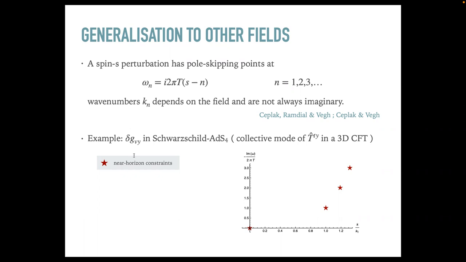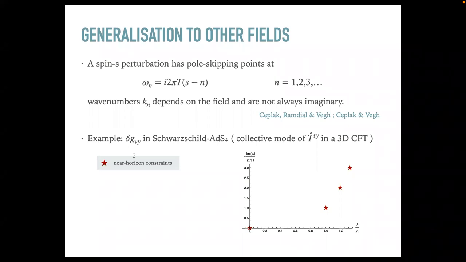So the equations of motion are a bit more complicated, right? It depends on exactly which field it is we're talking about. But we'll find this exact same feature that there are certain frequencies and wave numbers at which the Einstein equations are automatically satisfied. From that, we can extract constraints and the locations of pole skipping points.